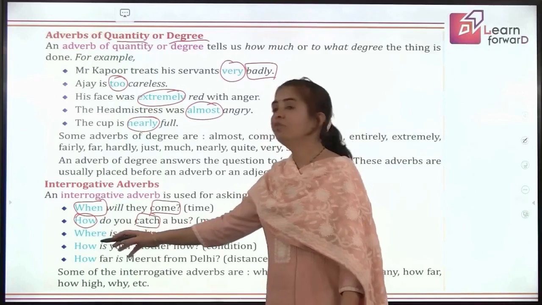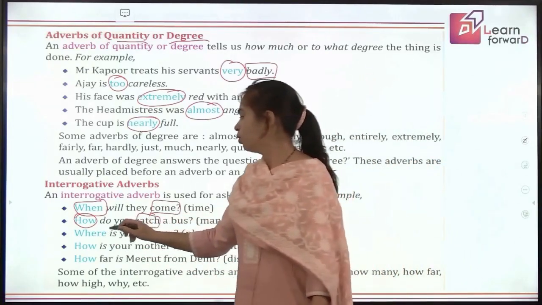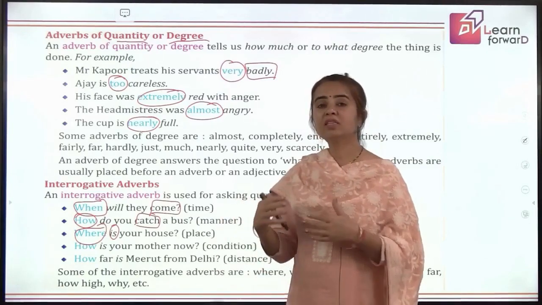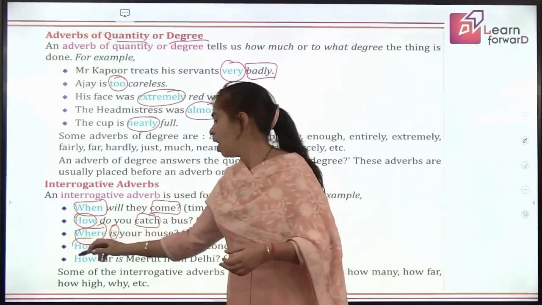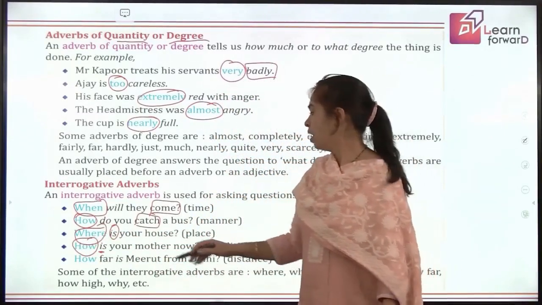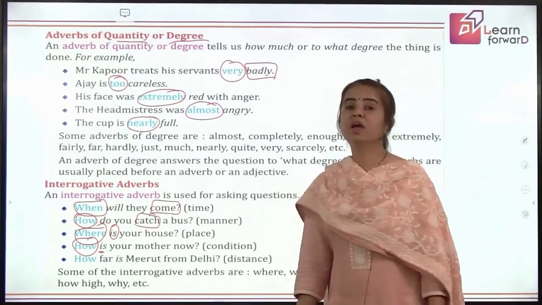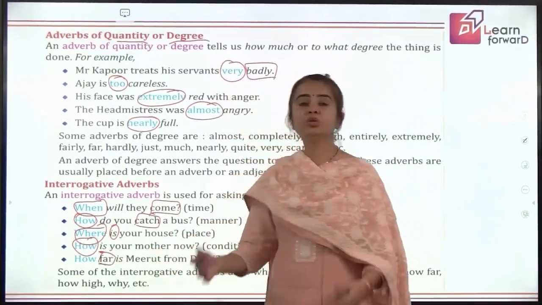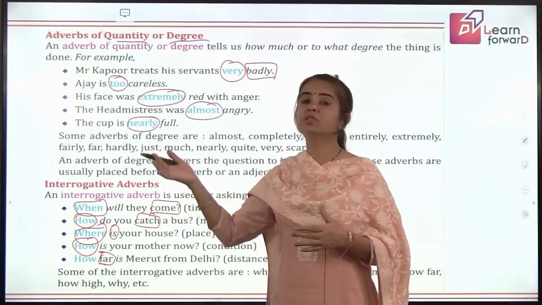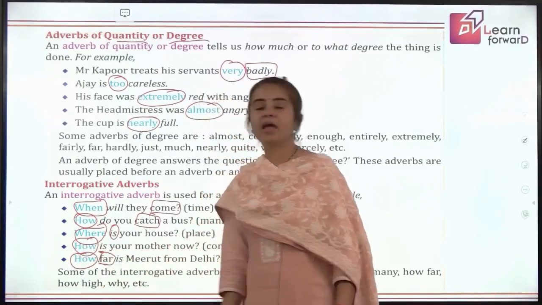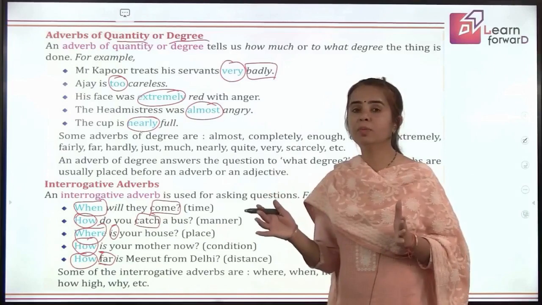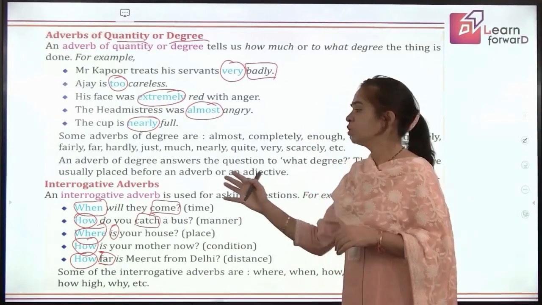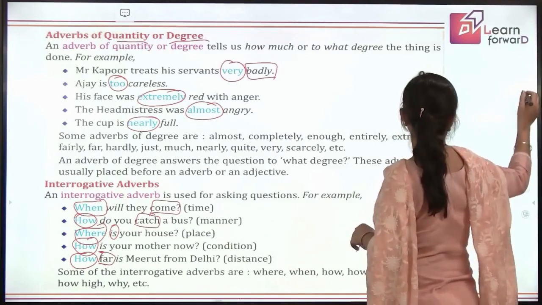Let's read more examples. Where is your house? We are talking about the location, about being. So this is again your interrogative adverb. How is your mother now? Again, we are asking about the well-being. So here again, how is an interrogative adverb. How far is Meerut from Delhi? Again, we are asking the distance, right? So how is modifying far here. Far is an adjective, near and far. It is modifying an adjective. So this is again an interrogative adverb. Just focus on what the question word is modifying.